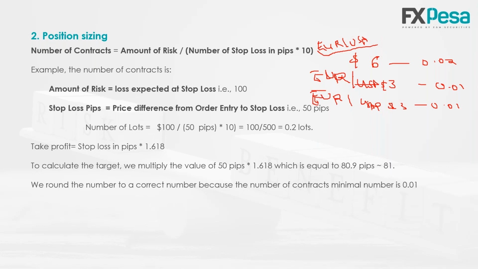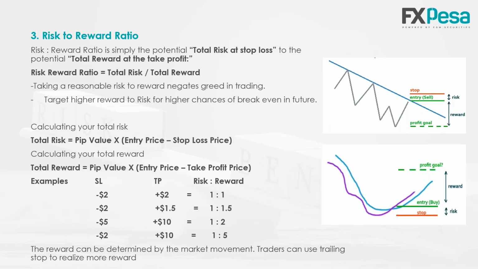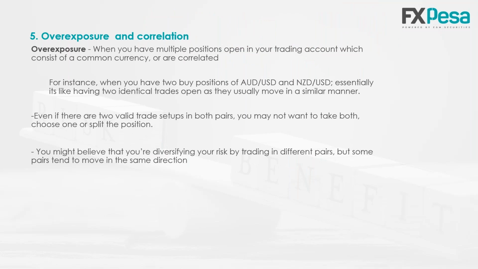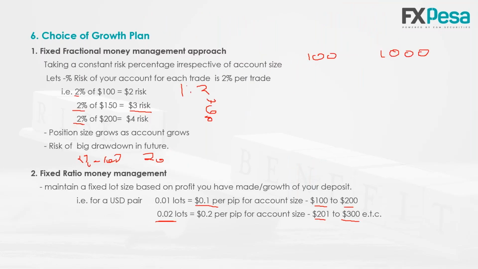So number 2, position sizing. Number 3, risk to reward ratio. Don't be greedy. Target something that's reasonable. Number 4, leverage. Consider how much you're depositing into your account, and whether reducing the leverage would hurt you, or what will happen in that case. Leverage is very important. Don't overexpose yourself. And correlation. Number 5, choice of growth plan. Obviously, make sure you have a growth plan. If you don't have one, then you're blindly trading, because you're in that market to make money.